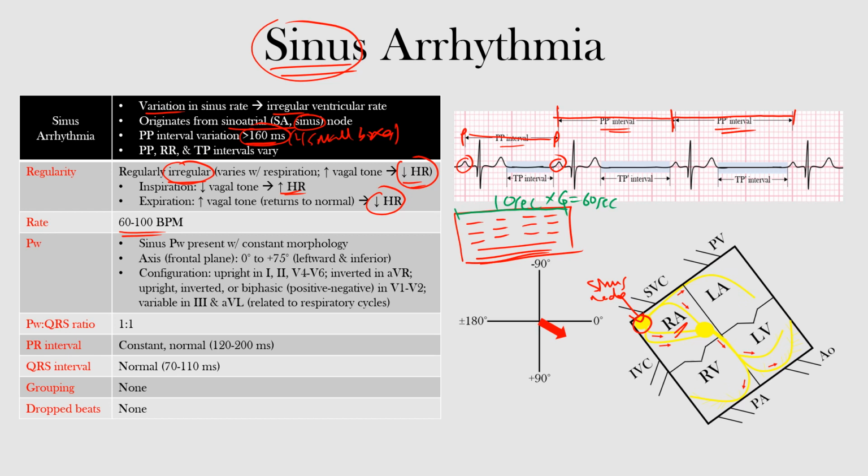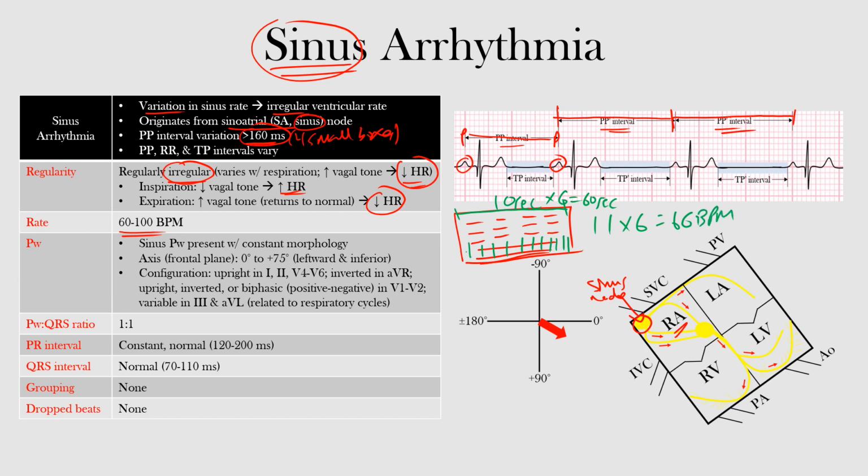So what we would do is count the complexes going across. Imagine we have 1, 2, 3, 4, 5, 6, 7, 8, 9, 10, 11. Okay, so imagine 11 complexes going across. We multiply that by 6. That gives us a rate of about 66 beats per minute.